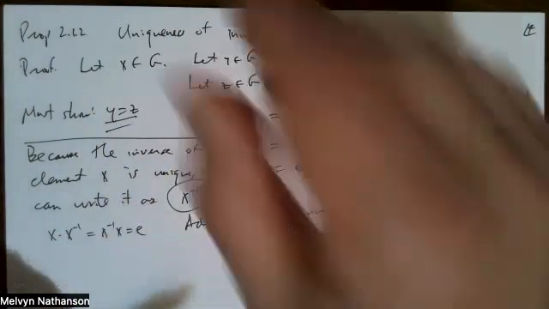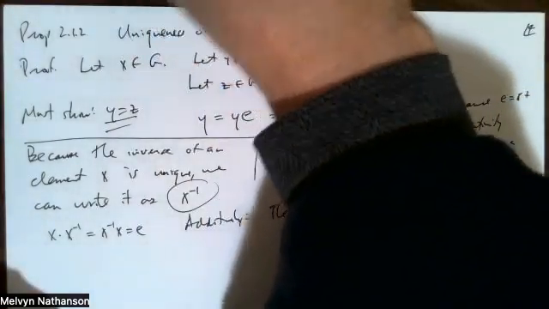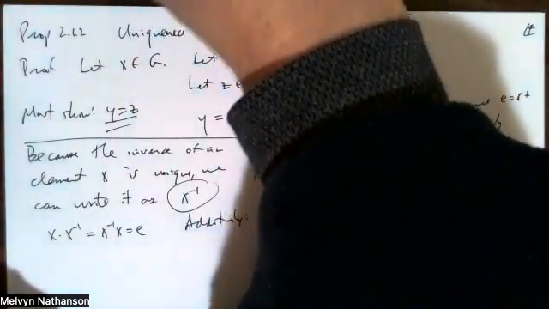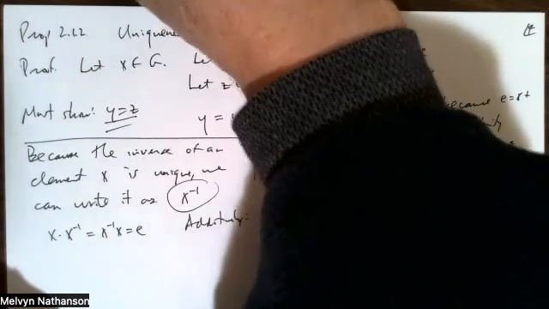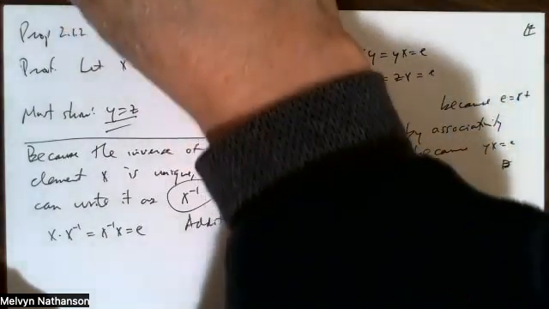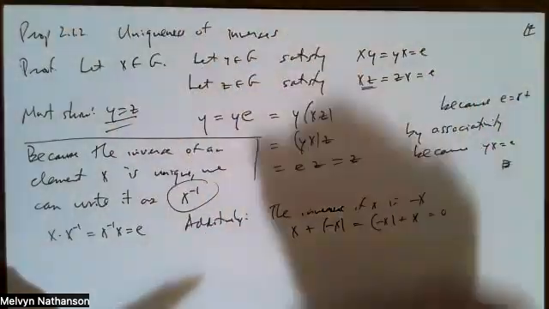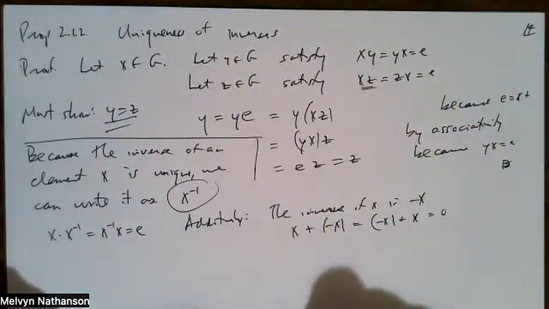Any questions so far? We're just going through the rudiments of group theory, just sort of the basic facts that are really fundamental and that one uses all the time.